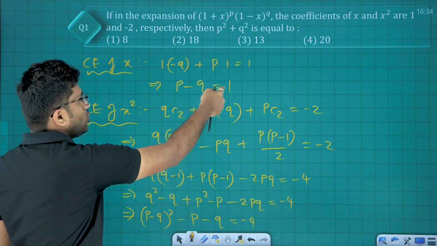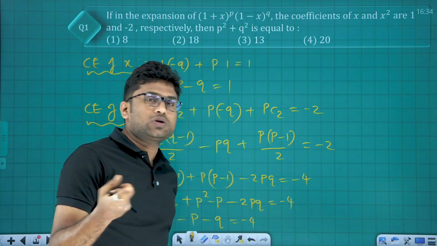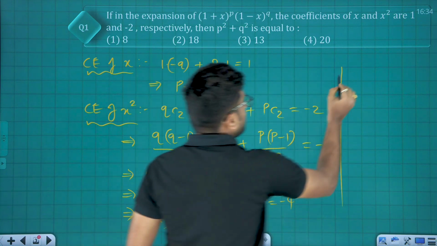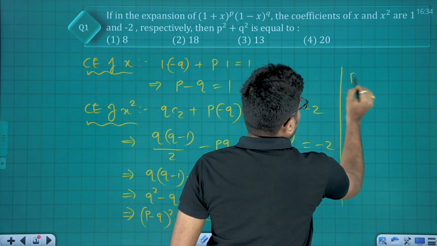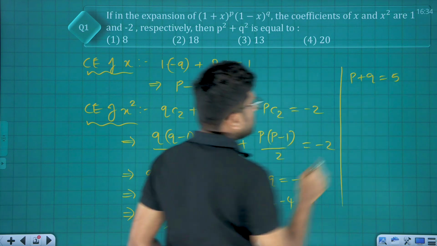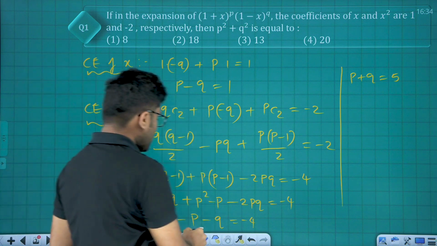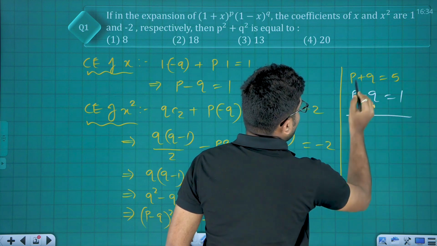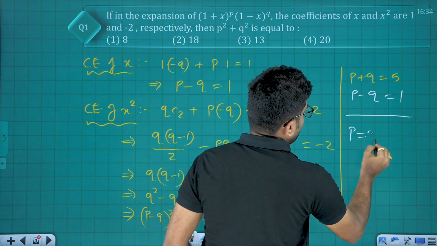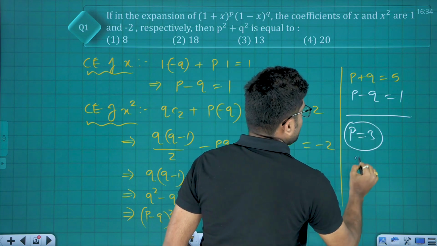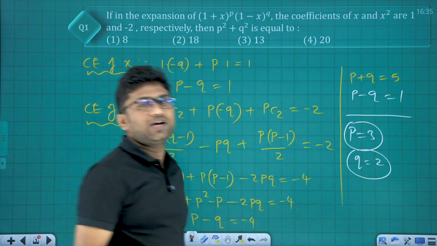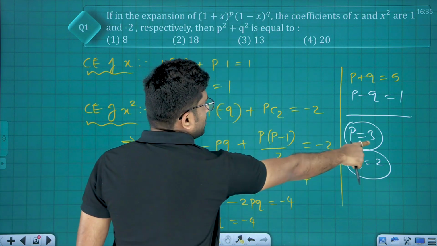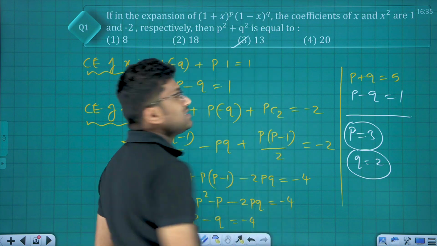But what is p − q? p − q is 1. So (p − q)² will also be 1. That implies 1 + 4, so p + q equals 5, we got. The second equation is p + q = 5, the first equation is p − q = 1. Now solving these two equations, 2p = 6, p = 3 and q = 2. So we have got the p, q values. Now they are asking us to find p² + q². 3 square is 9, plus 4, 13 is the answer.